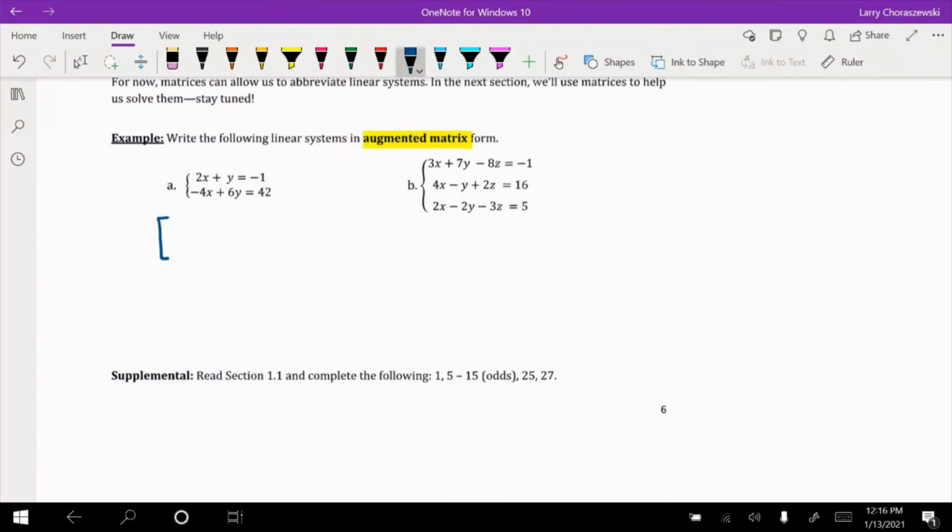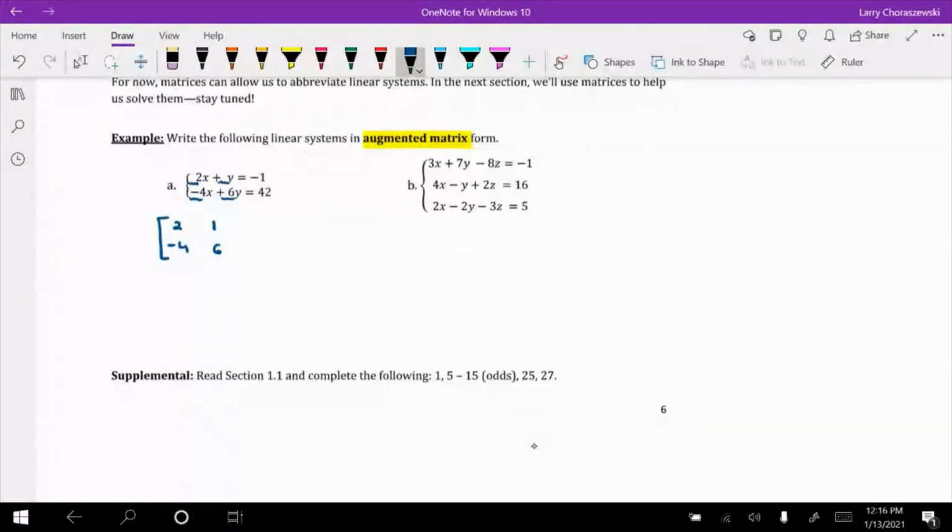But in this first row, I'm going to write out the coefficients of the variables x and y, without the variables and without that plus sign there. It's going to be 2, and I'll leave a little bit of a gap there for the coefficient of y, which is 1. And I'll do the same using the coefficients of the variables x and y in the second equation. So -4 and 6 is what I'd put there.